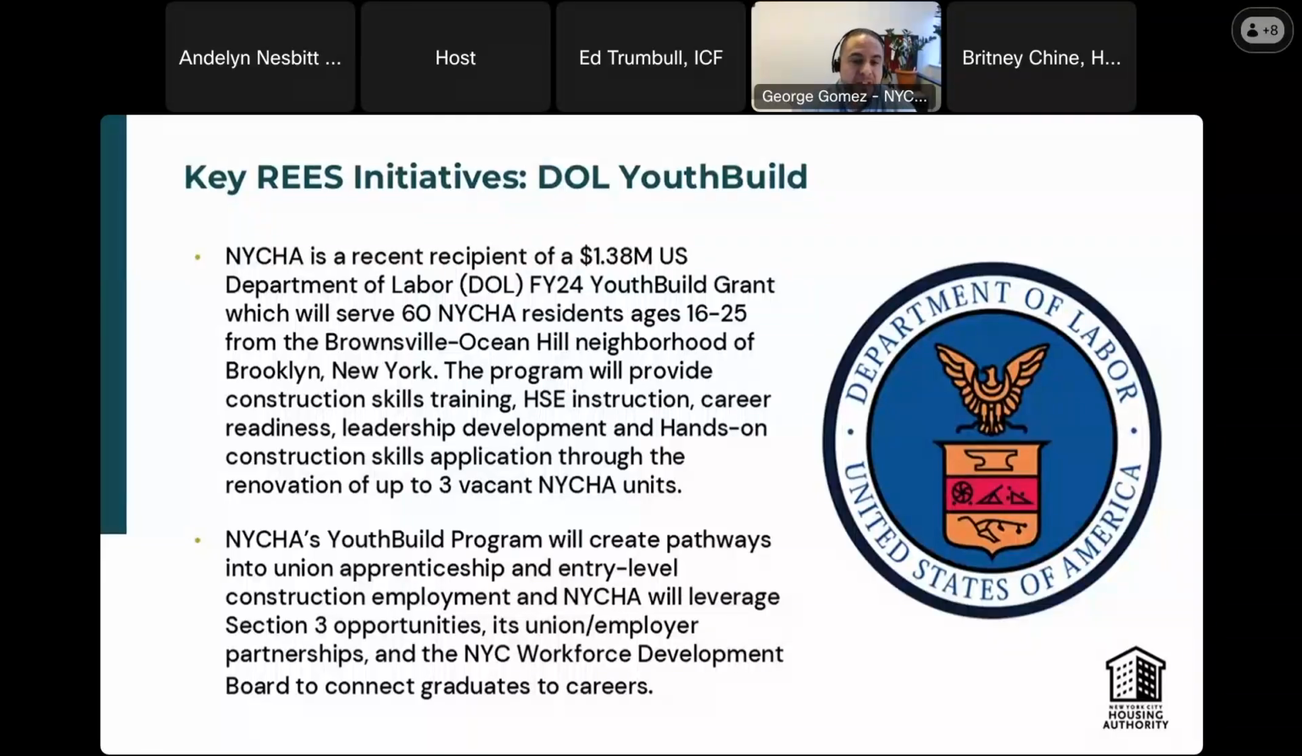So here, very excited about this. This is our Department of Labor YouthBuild program. This is a new program actively on the horizon, as NYCHA is a recent recipient of a $1.38 million US Department of Labor YouthBuild grant, which will serve 60 NYCHA residents ages 16 to 24 from the Brownsville Ocean Hill neighborhood of Brooklyn, New York. Through this program, we have every intention to leverage Section 3 opportunities, union and employer partnerships, and the New York City Workforce Development Board to connect graduates to entry-level construction employment and union apprenticeships. Next slide, please.